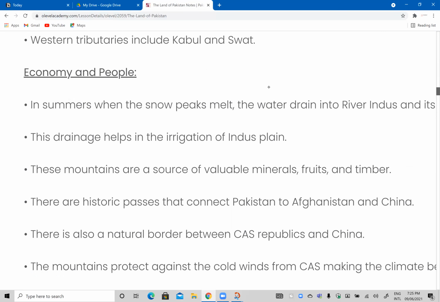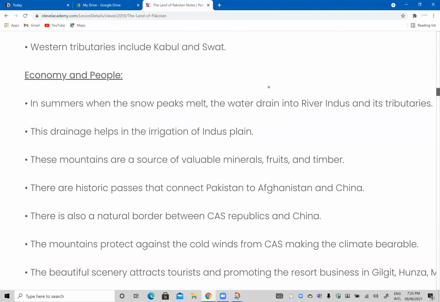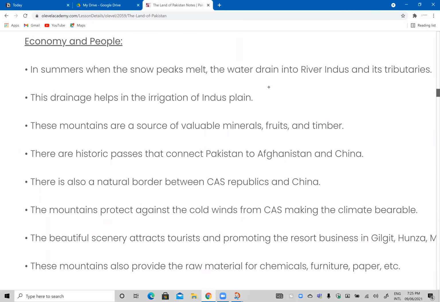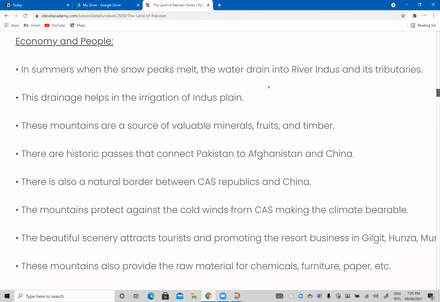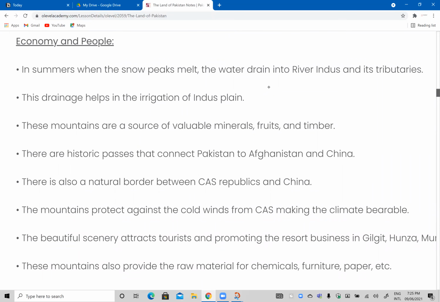Economy and people. Now we're going to be talking about the lifestyle of people on the northern mountains. In summers when the snow peaks melt, the water drains into River Indus and its tributaries. This drainage helps in the irrigation of the Indus Plain. So an advantage of the northern mountains to Pakistan is that in summers the snow melts and that water is used for irrigation.